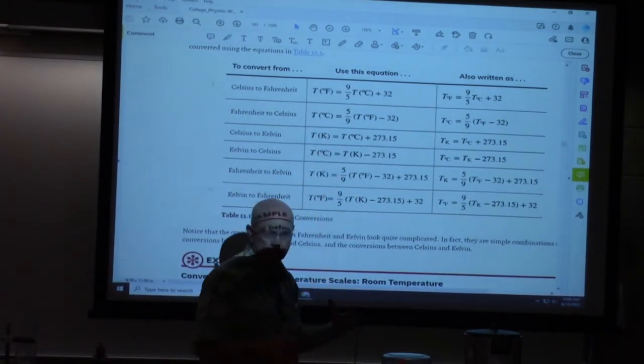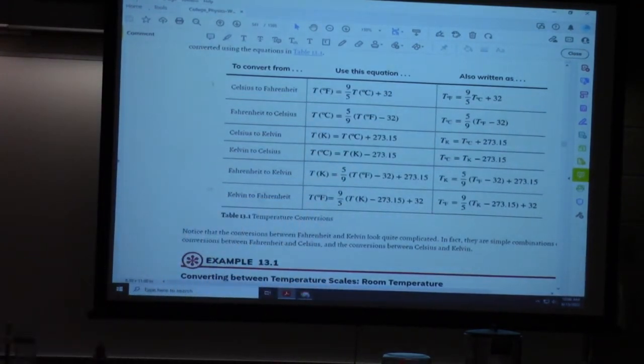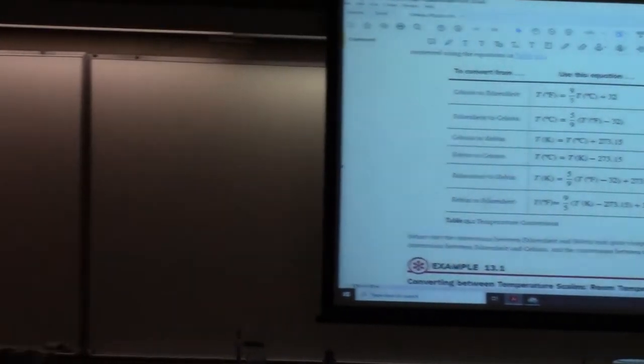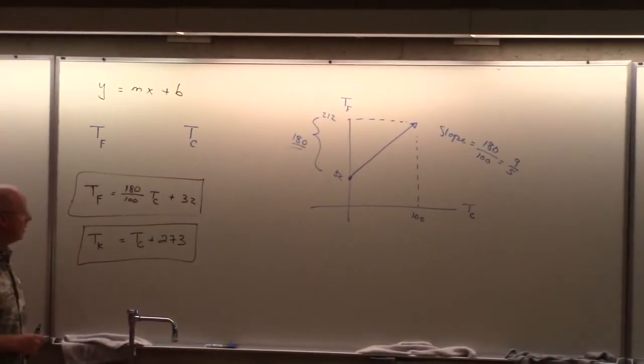I'm going to suggest don't try to memorize both of them. Just run through the math when you need it. If you know it in Kelvin, put it in here and solve for Celsius. If you know it in Celsius, put it in here and solve for Kelvin. And so these are the two biggies.